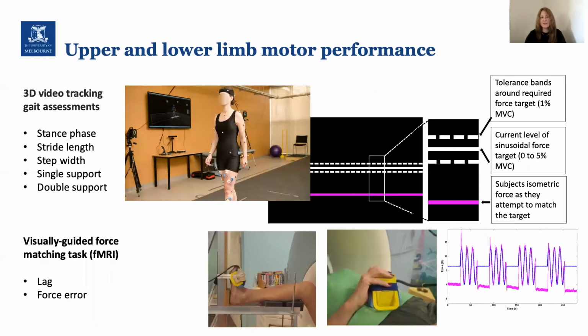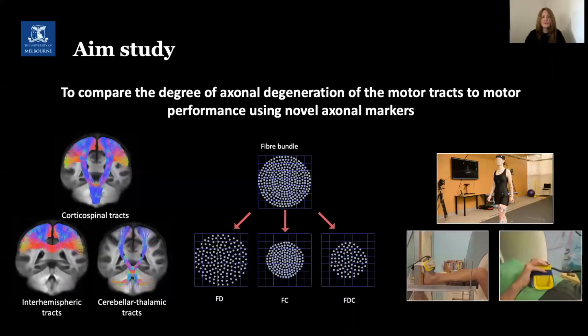Besides the potential axonal damage in the brain, we were also interested in how axonal loss would relate to motor performance. To measure lower limb functioning, we used advanced laboratory 3D video tracking gait assessments. And to get a more precise estimation of upper limb functioning, we used the fMRI task, which was also part of our imaging protocol. From this task, we calculate two measures of sensorimotor performance, the lag and the force error, so the delay and how accurately someone was performing the task. The aim of this study was to compare the degree of axonal degeneration of these major motor tracts in the brain to motor performance using these novel axonal markers.